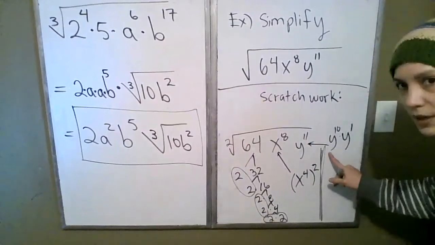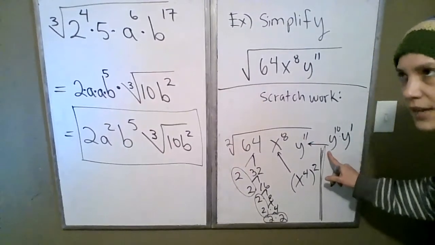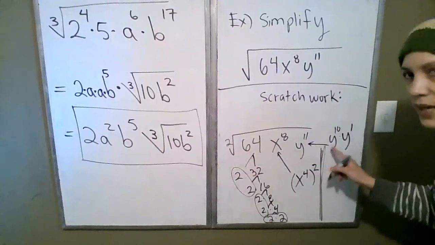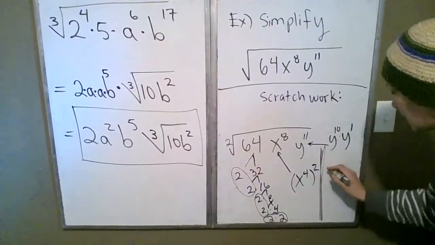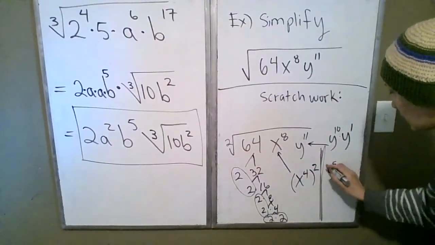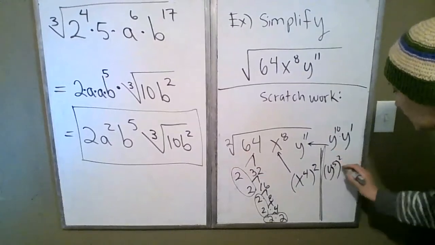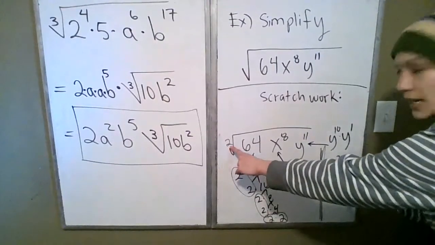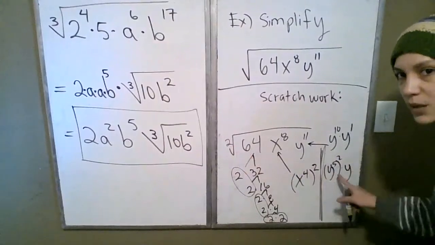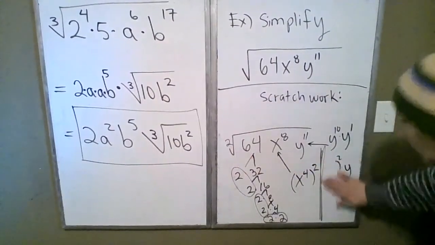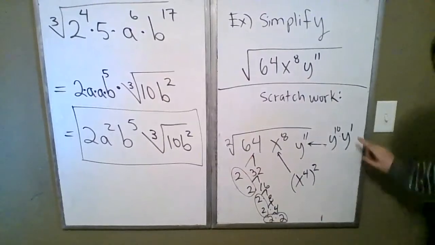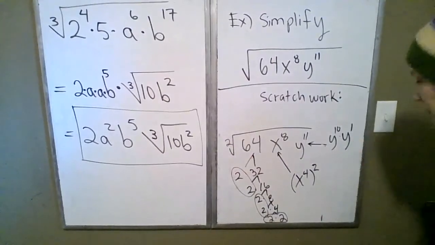Okay, and on this part, y to the 10th, I want to have some kind of power of 2 to match the root of 2. So I can make this y to the 5th squared. Times y. So what I'll be able to do is get this 2 and that 2 to undo each other, bring out y to the 5th. But the extra y right here has to stay.